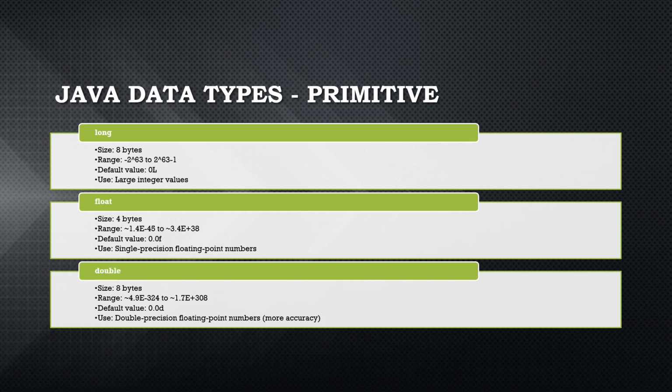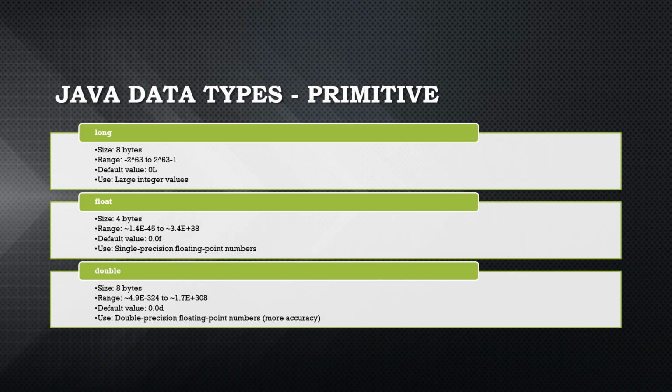Let us dive into the next set of Java's primitive data types. First up is long, which is 8 bytes in size and can handle values from -2^63 to 2^63 - 1. It's perfect for large integer values that exceed the range of int. For instance, if you're tracking the total distance traveled in a journey spanning millions of miles, long would be your go-to. Its default value is 0L.